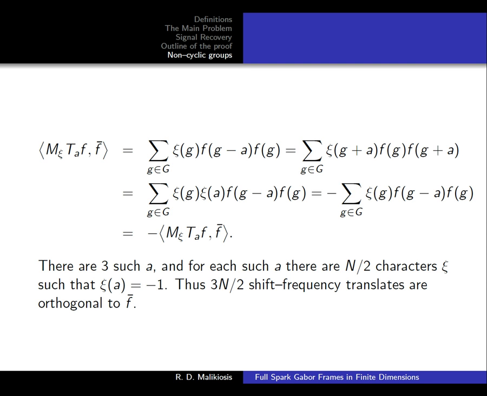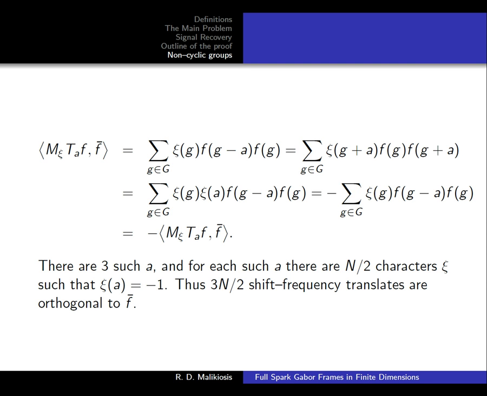And how many time frequency translates of this sort exist? There are at least three elements a of order 2. And for every such a, there exist n over 2 characters xi with this property. Because if you just take the character restricted on the cyclic group generated by a, this is the non-trivial character. And it can be extended, n over 2 being the index of these two groups, to n over 2 characters with the same property, xi of a is equal to -1. So in total, there are 3 times n over 2 time frequency translates that are orthogonal to f bar. This could also give you some good bounds on the support of the short time Fourier transform of f.